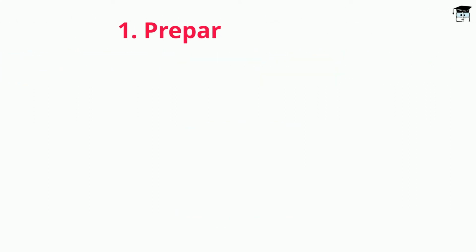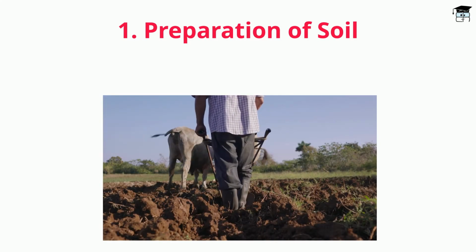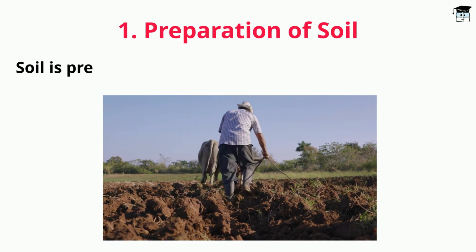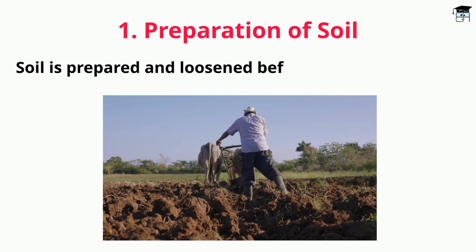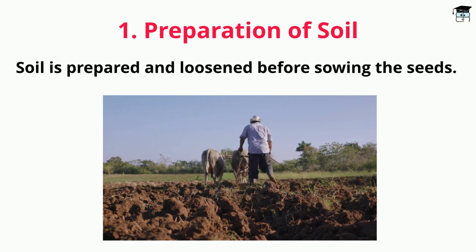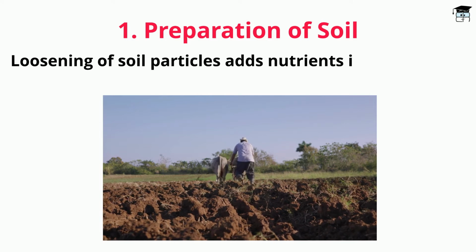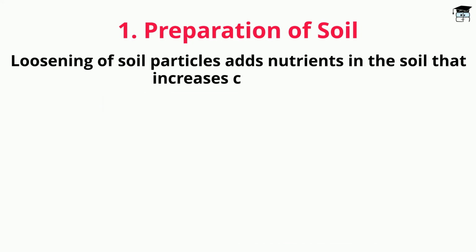The first agricultural practice followed by farmers is preparation of soil. One of the most important tasks in agriculture is to turn the soil and loosen it. And soil is always prepared and loosened before sowing the seeds. Loosening of soil particles adds nutrients in the soil that increases crop yields.